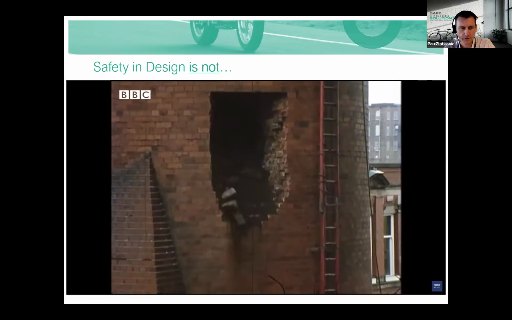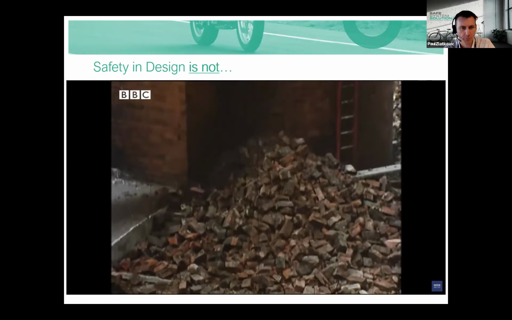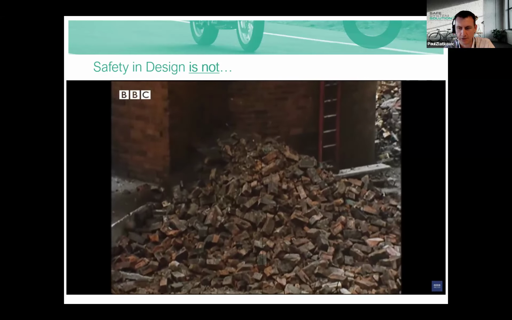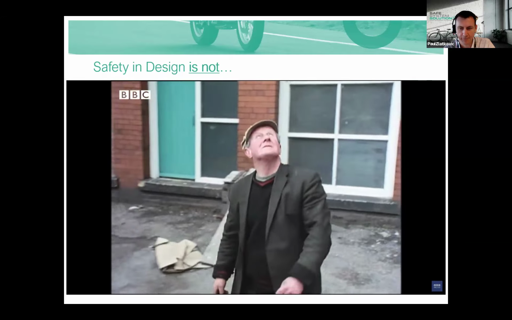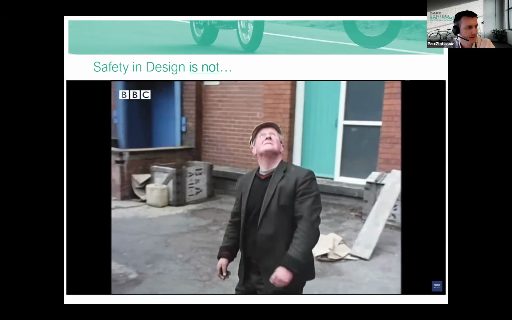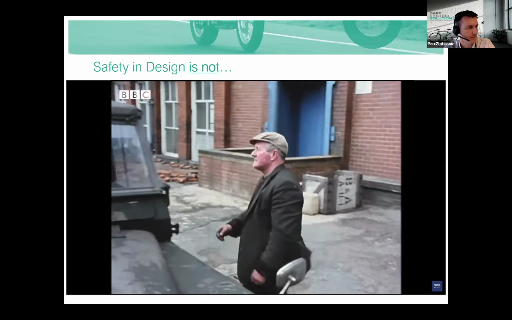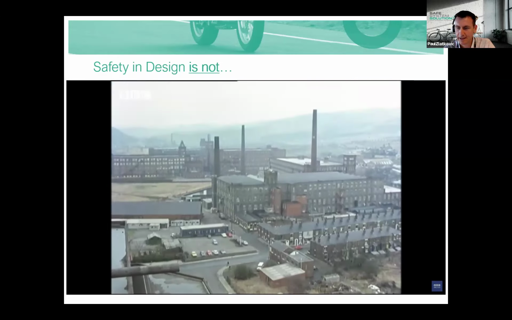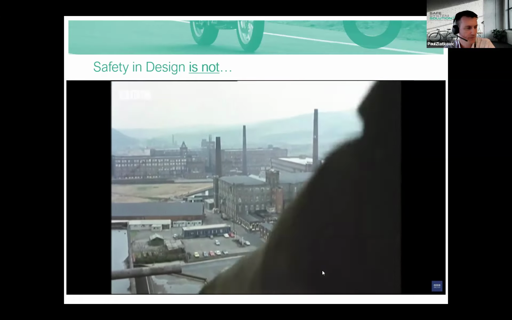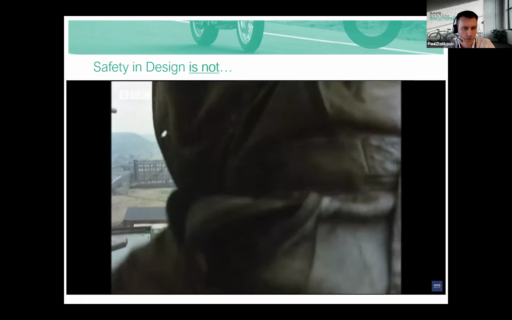So things have changed, thankfully, from those days. If there's any ways that you can think of where you could have eliminated or minimised the risk associated with demolishing that chimney, then just throw some into the chat there. All right, I'll move on.